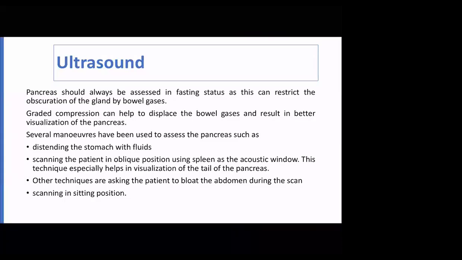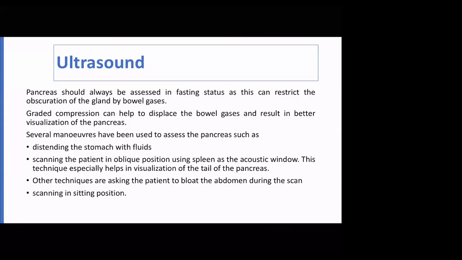Regarding the ultrasound, the pancreas should always be assessed in the fasting state and using a graded decompression. Several maneuvers have been used to assess the pancreas, such as distending the stomach with fluid, scanning the patient in oblique position using the spleen as an acoustic window, هاي technique usually تفيدنا بالتيل visualization of the tail of the pancreas. Other techniques are asking the patient to bloat the abdomen during the scan and scanning in the sitting position.